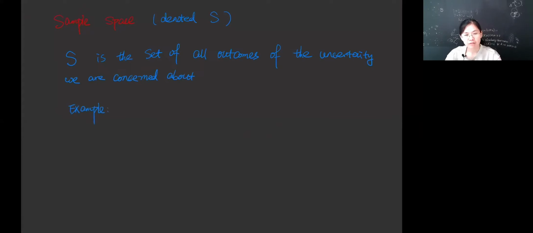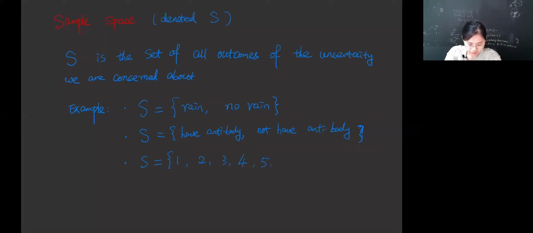For example, if we are concerned about the weather of the weekend, S is rain and no rain. These are the two possible outcomes. The second example: suppose you're concerned about whether you have the antibody or not. In that case, S is have antibody and not have the antibody. Or if you are rolling a die, then the sample space is all the possible outcomes of the die roll, which is 1, 2, 3, 4, 5, and 6.